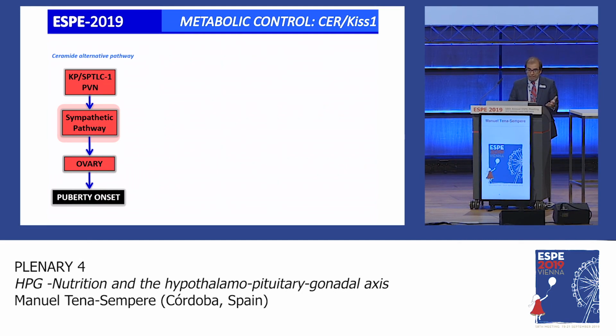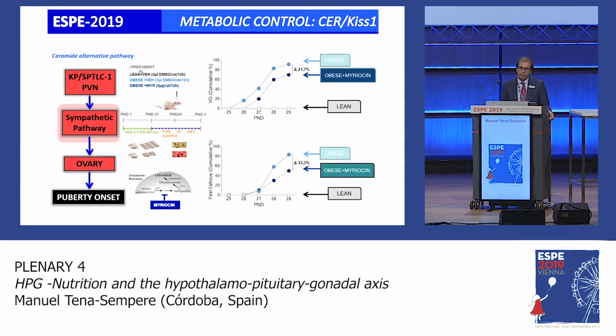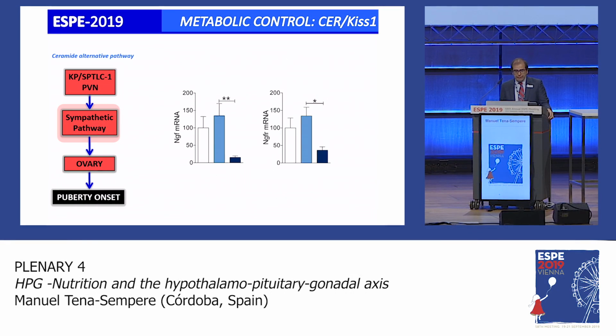We have manipulated now the system by using pharmacological agents as the ones that I showed you before. And to make a long story short, we have seen that if we block ceramide signaling, we can partially prevent the early entry of puberty and also prevent or alter some molecular markers of sympathetic activity in the ovaries.